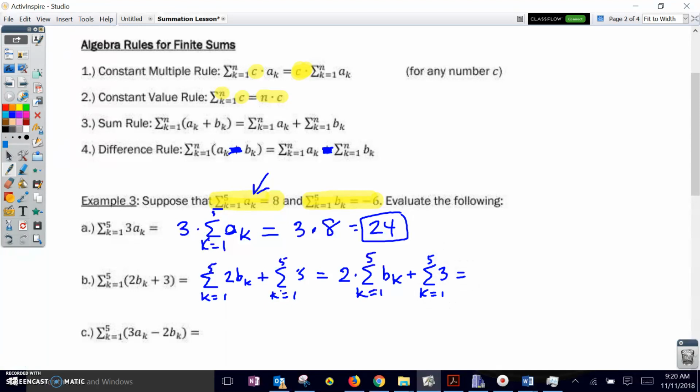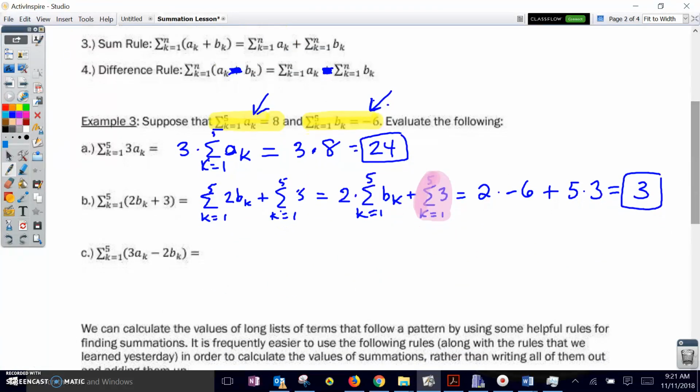Alright, and so now we'll evaluate first the 2 times the sum from 1 to 5 of b sub k. That's 2 times, and we're told that the sum from 1 to 5 of b sub k is -6. So 2 times -6 plus, and now we have the sum of a constant value right here. The sum from 1 to 5 of 3, that's just going to be 5 times 3. And so if we add all that together, we get the value of that being 3.